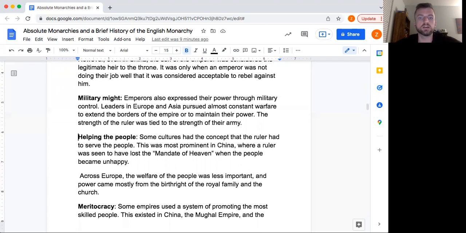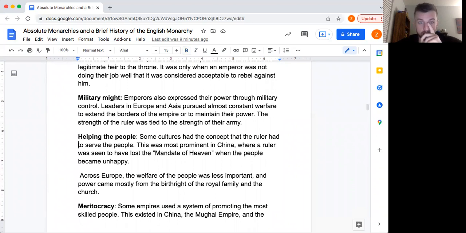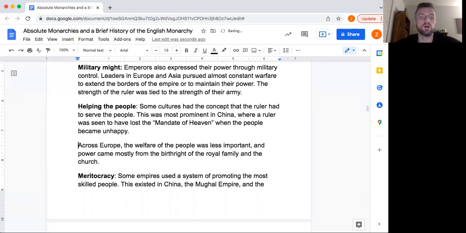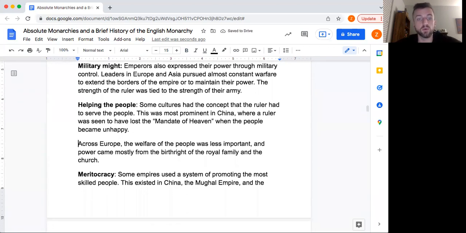Helping the people. Some cultures had the concept that the ruler had to serve the people. This was most prominent in China, where a ruler was seen to have lost the mandate of heaven when the people became unhappy. Across Europe, the welfare of the people was less important, and power came mostly from the birthright of the royal family and the church.